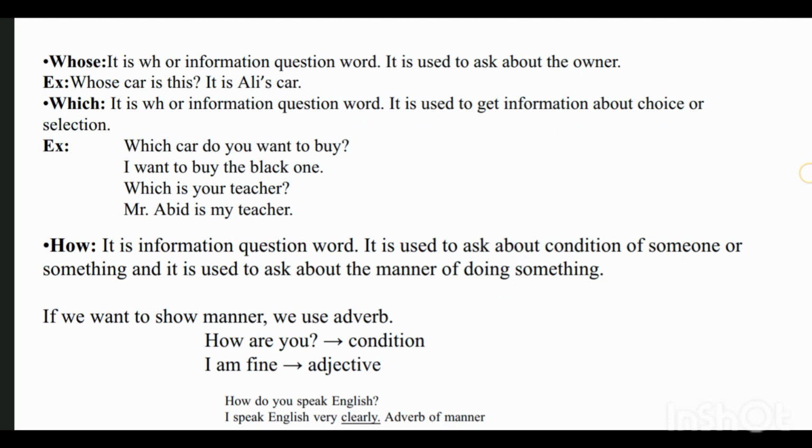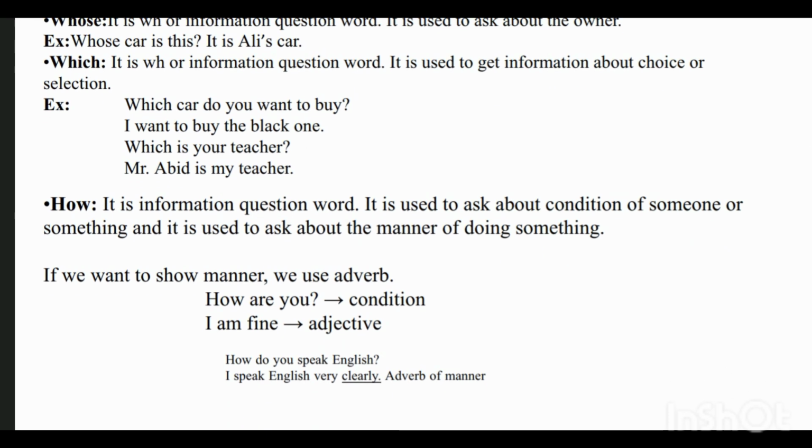Which. It is a WH or information question word. It is used to get information about choice or some selection. Which car do you want to buy? I want to buy the black one. Which is your teacher? Mr. Abid is my teacher.